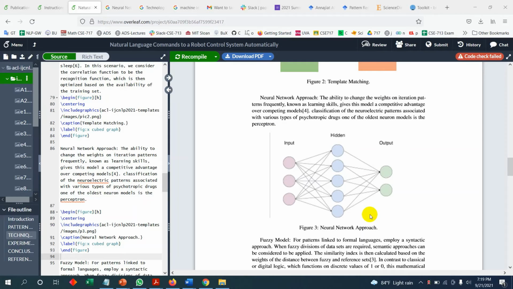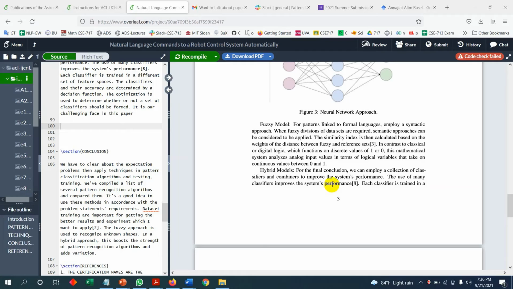The next part is neural network approaches, that is also called the connectionist techniques or approach, you can call it easily. The ability to change the weights on iteration patterns, known as the learning skill for machine purpose, gives this model a competitive advantage over competing models. The classification of the neuroelectric patterns associated with various types of psychotropic drugs. One of the oldest neuron models is the perceptron. In this case we will also use the neural network approaches in this layer, the input section. We will use the hidden state, and we get the output result.